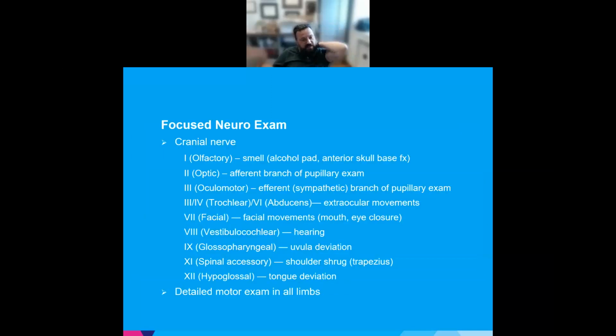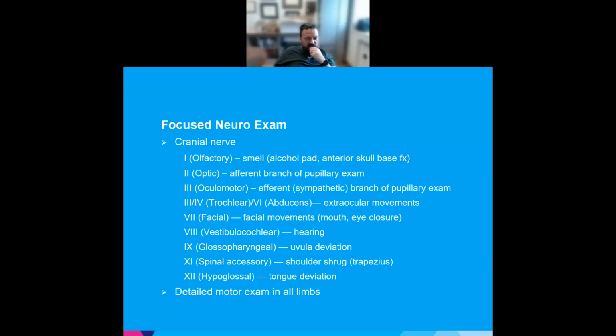After assessing their mental status and their pupillary exam, you would do a focused neuro exam. You don't need to test all the cranial nerves, but sometimes there may be one or more of these that might be important to us. So, for instance, if we did a surgery for a vestibular schwannoma, you would probably want to test the facial nerve.